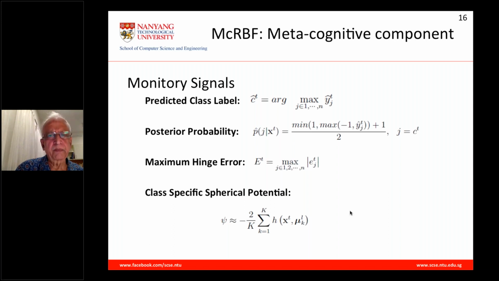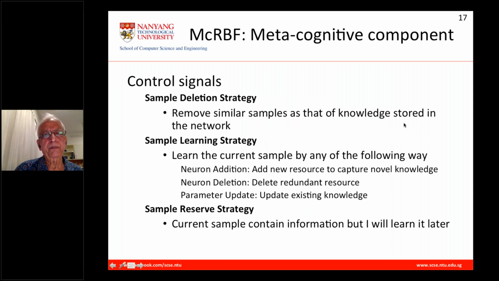Based on that, you can decide. So this is the control signal. Yeah, I mentioned. And if it is completely new, you ask the question. You have to learn. There are three options. If it is already new, add a new neuron. If it is not, you update the parameters.